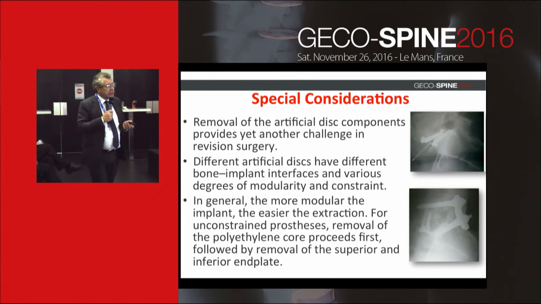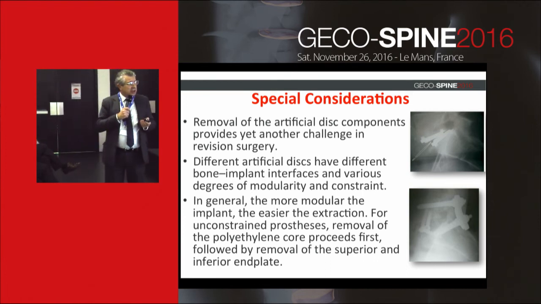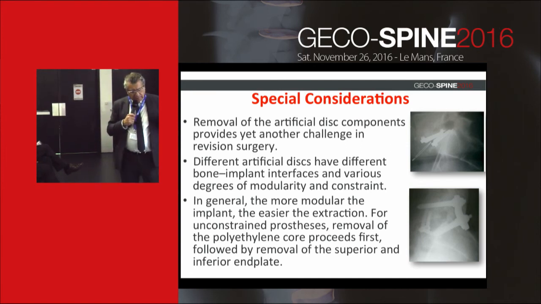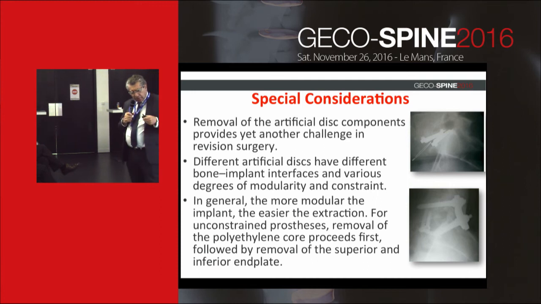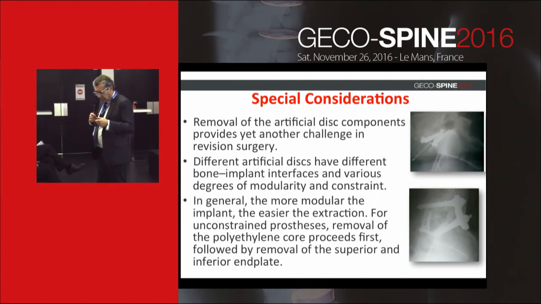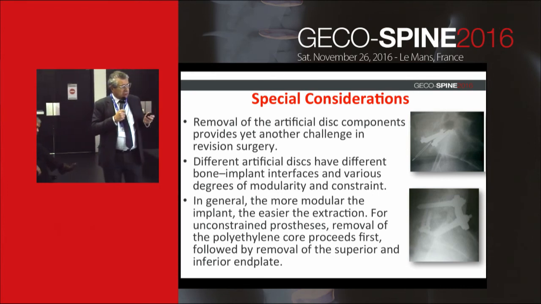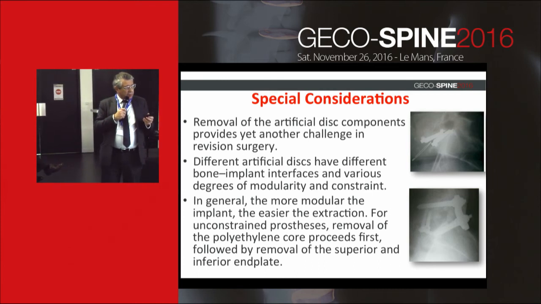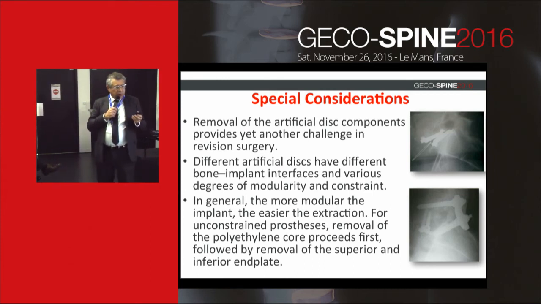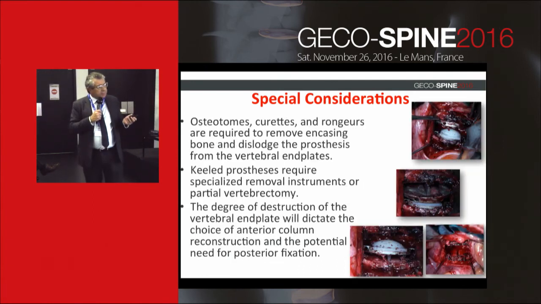Then removal of the artificial disc components provides yet another challenge in revision surgery. The surgeon has to know exactly what device is being used. Different artificial discs have different bone-implant interfaces and various degrees of modularity and constraint, and we spoke about it all day long. In general, the more modular the implant, the easier the extraction. For unconstrained prostheses, removal of the polyethylene core proceeds first, followed by removal of the superior and inferior end plates.